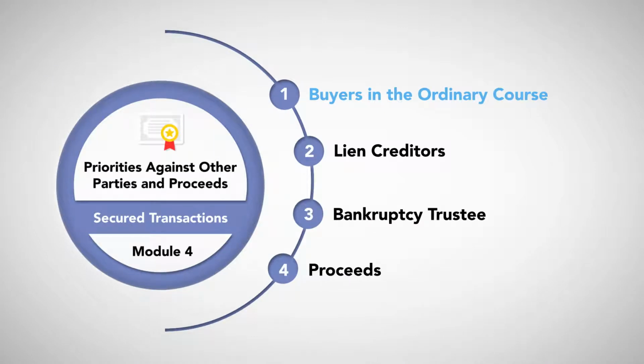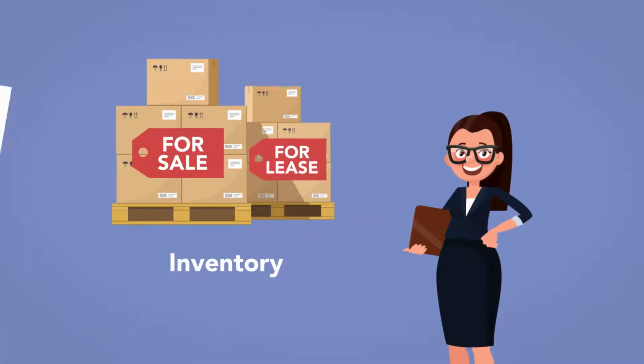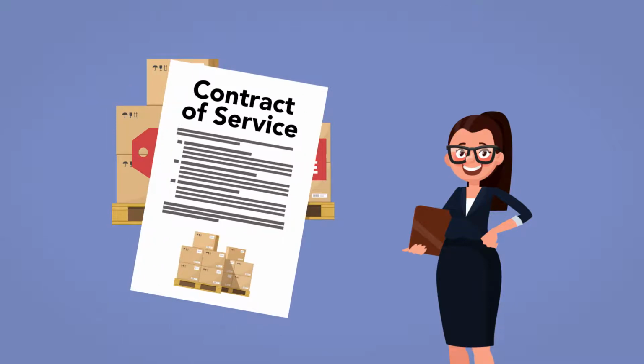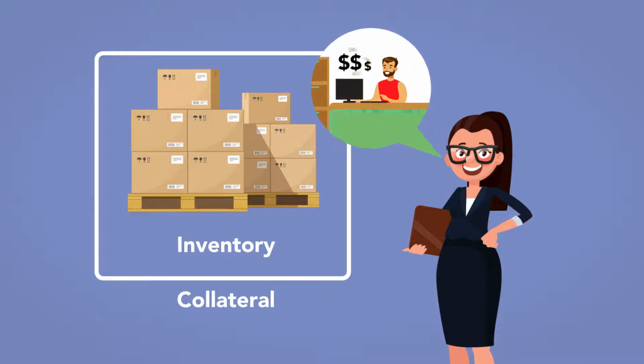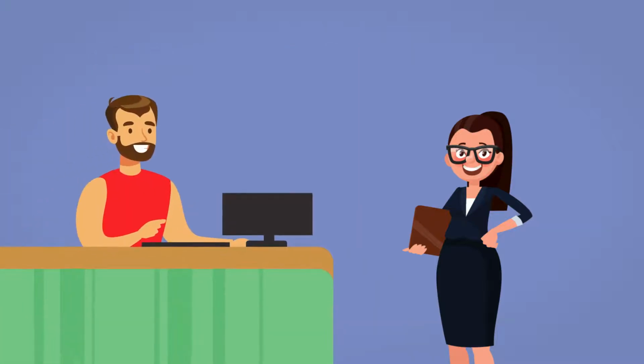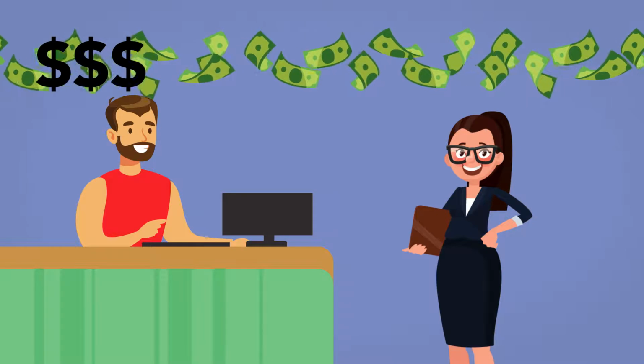Buyers in the ordinary course. Inventory is held by a person for sale or lease or to be furnished under a contract of service. When debtors use inventory as collateral, the secured party is, or should be, aware that the debtor seeks to dispose of it by sale. Indeed, the debtor and secured party depend on these sales to generate cash flow and service the debt or repay the loan.